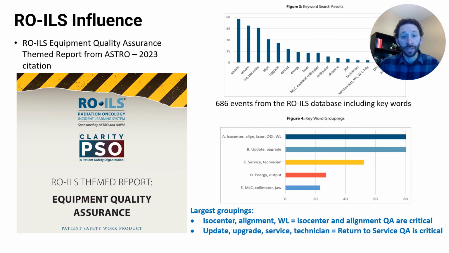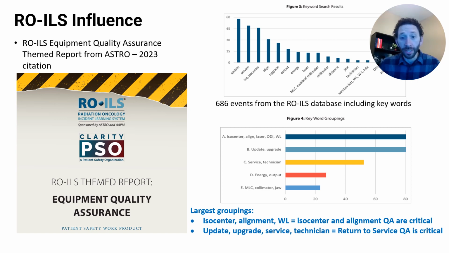An exciting collaboration with the ASTRO group RO-ILS themed reports on equipment quality assurance was evaluated. We had a real good look at this particular document, parsing through the RO-ILS database and pulling out specific events with particular keywords. These keywords, 686 of them, included things like isocenter, alignment, update, service, energy, MLC. And so these were characterized and stratified. This first graph is looking at the keywords and the incidence in the database of those words. And then the second graph is grouping them by a particular category.